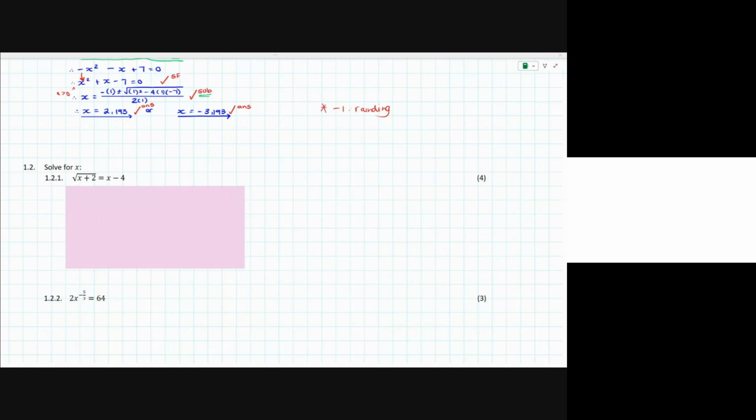Remember, guys, surd equations, this is the one where we do need to remember to eliminate one of our answers because it can only be one of them.